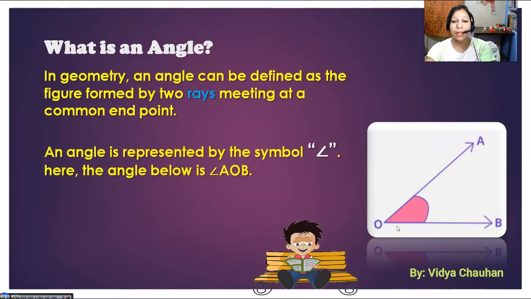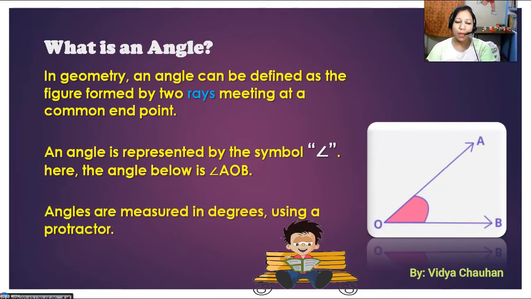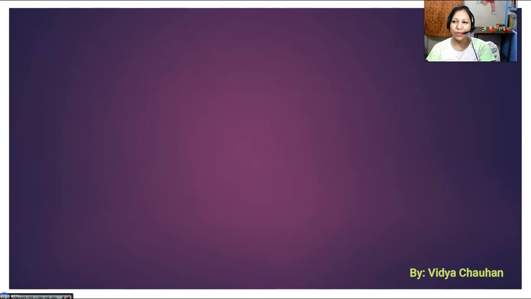Now, an angle is represented by this symbol. This is the symbol of angle. And the angle shown to you is angle AOB. Apart from this, we measure angles in degrees, and the instrument we use is a protractor. So angles are measured in degrees by using a protractor. Clear students? So this is all about angles.